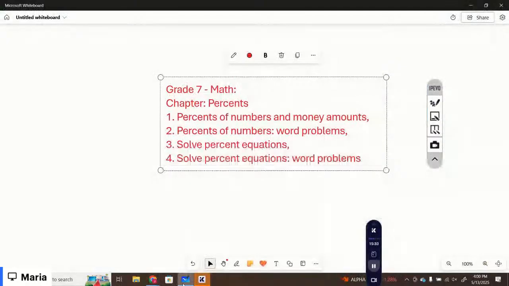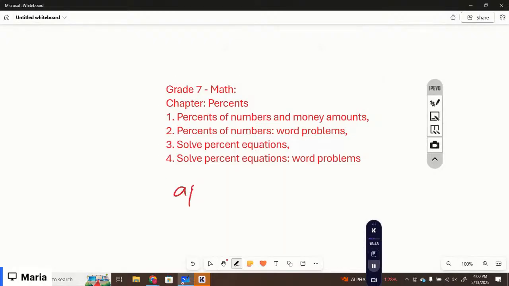Let me elaborate. We are here for grade 7 math. You can find all the lessons on aplustudents.com.